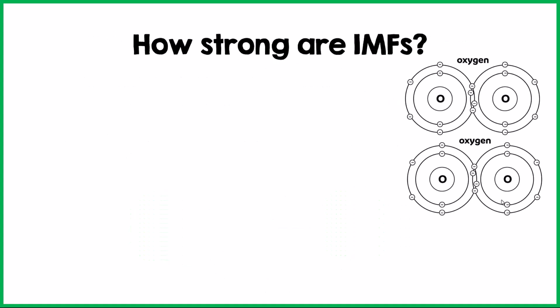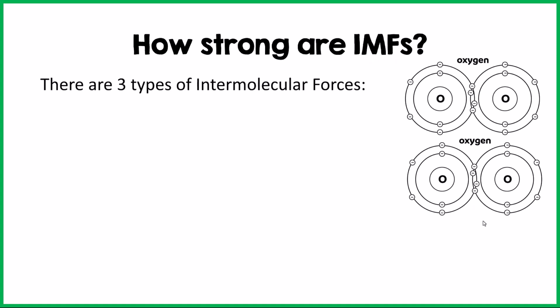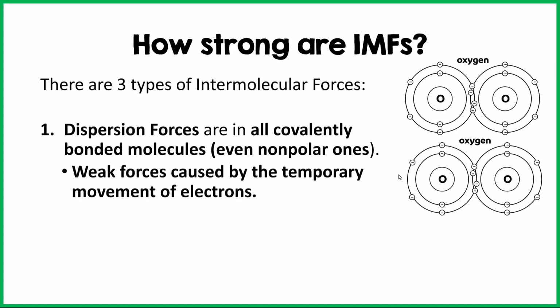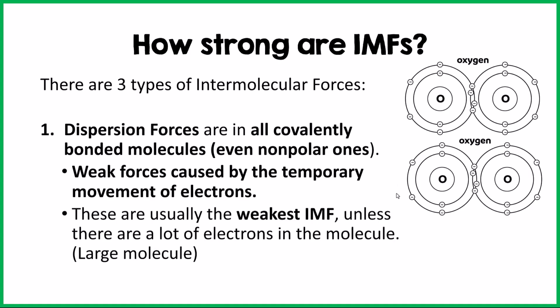So how strong are these intermolecular forces, which we abbreviate as IMFs? Well, there are 3 types, and they have a variety of strengths. First is the dispersion force. This occurs in all covalently bonded molecules, even nonpolar ones. These are weak forces caused by the temporary movement of electrons. These are usually the weakest intermolecular forces, unless there are a lot of electrons in the molecule, for example, if it's a very large molecule.